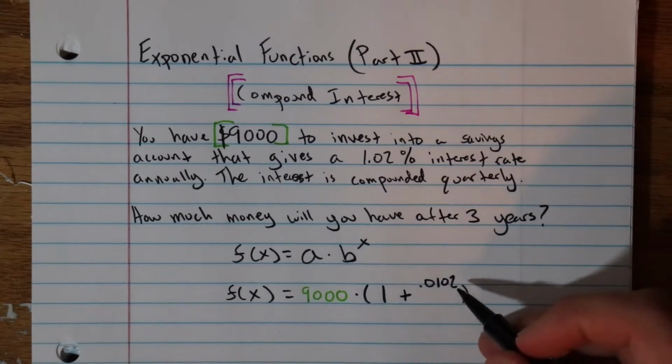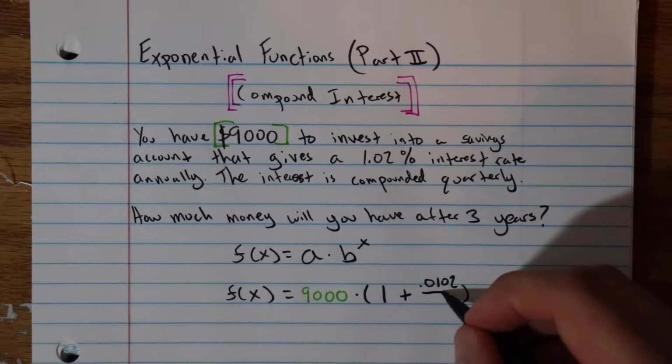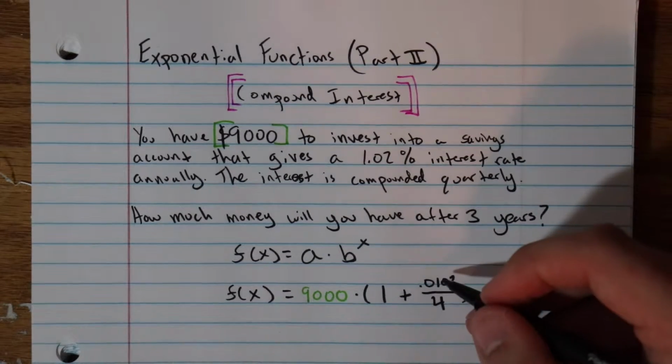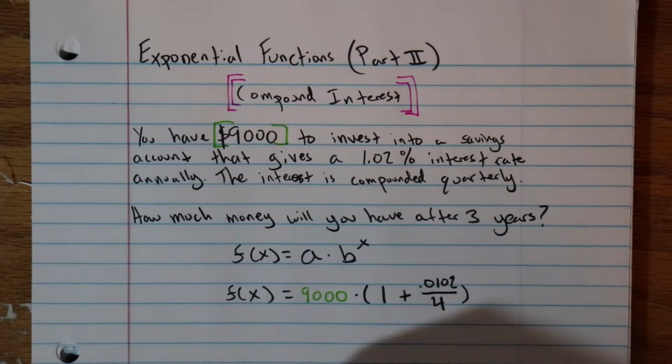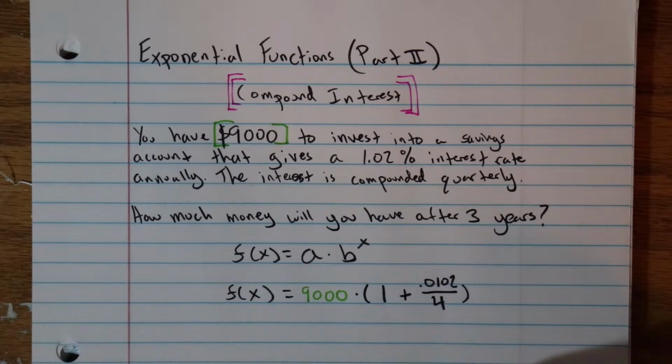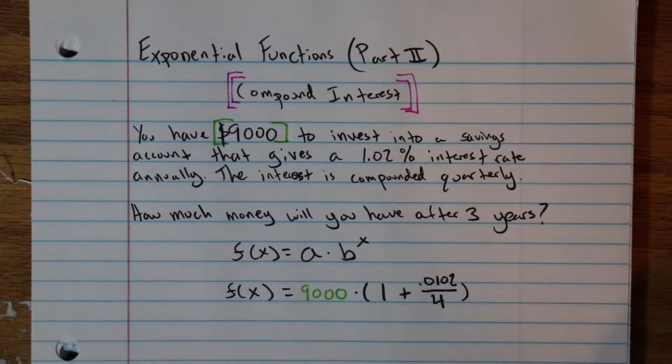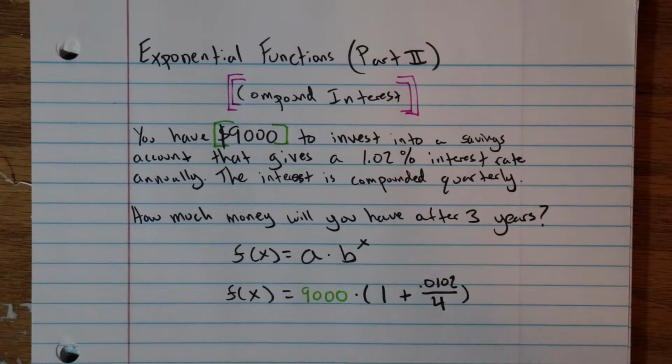So we have the interest rate written as a decimal, and we're going to divide that into 4. So the reason for doing this was that the bank is going to give you this interest rate 4 times throughout the year. So you'll get a quarter, and a quarter, and a quarter, and a quarter. In total, you're going to end up with that interest rate. But you're going to let your money build 4 times throughout the year.